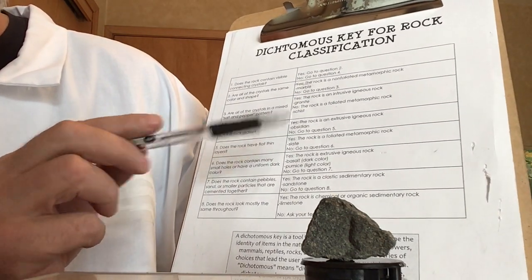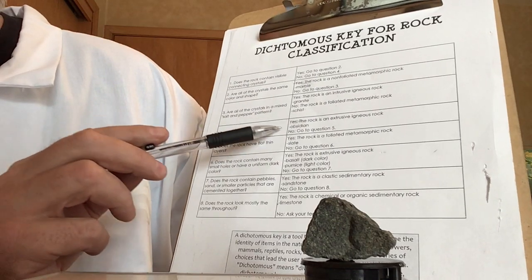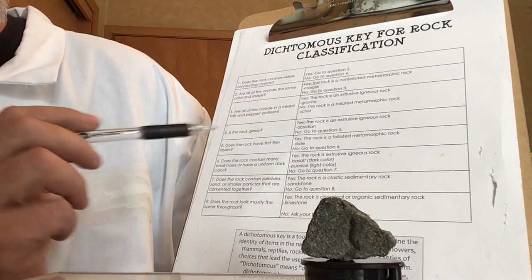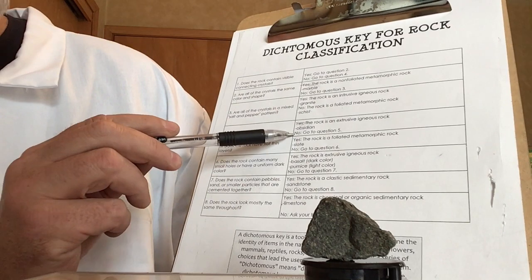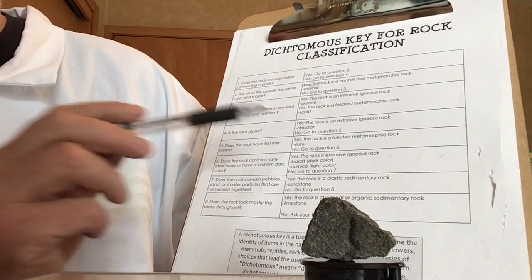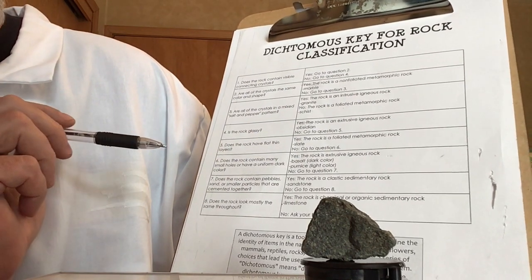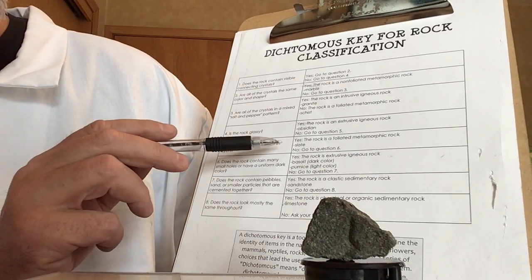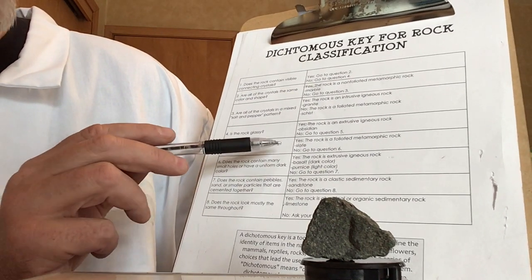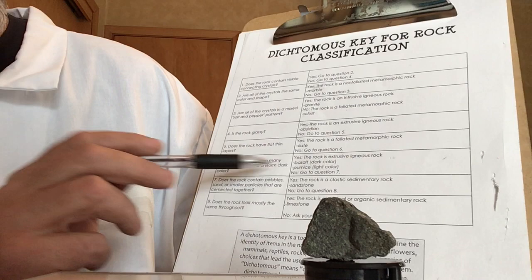And is the rock extrusive igneous rock obsidian? Is the rock glassy? No, it's not glassy. So I'm going to go to question number 5. Does the rock have flat, thin layers? No, it does not. Jumping down to number 6.